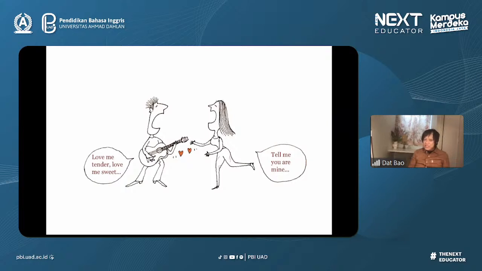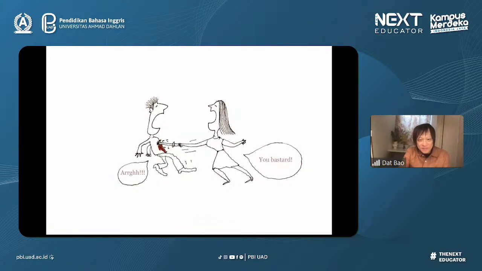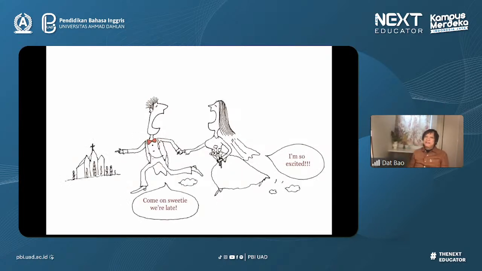You know Elvis Presley's song, Love Me Tender, Love Me Sweet, Tell Me You Are Mine. Or they can be very, very angry and violent, killing each other. Yeah. My student's idea, not mine. But I draw them again from memory. Or they can be extremely sweet. Can you imagine? Getting married.